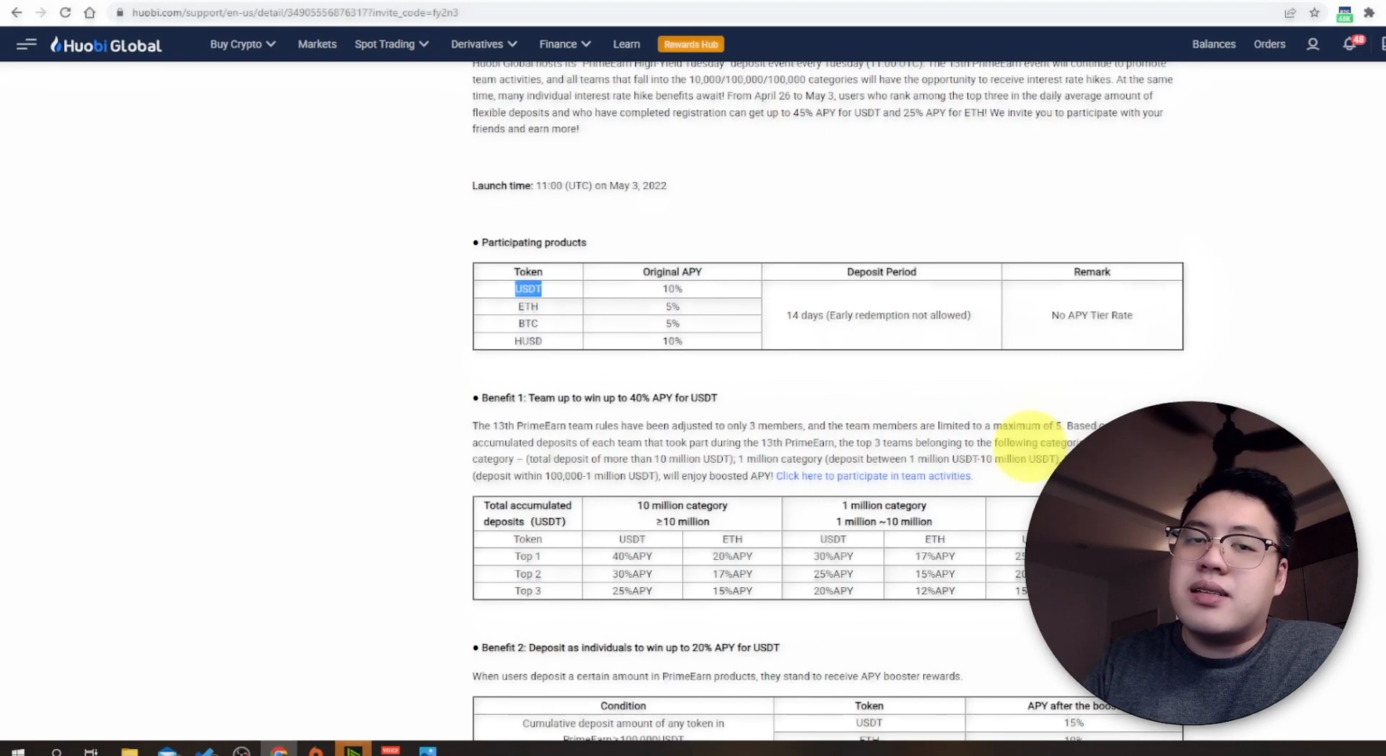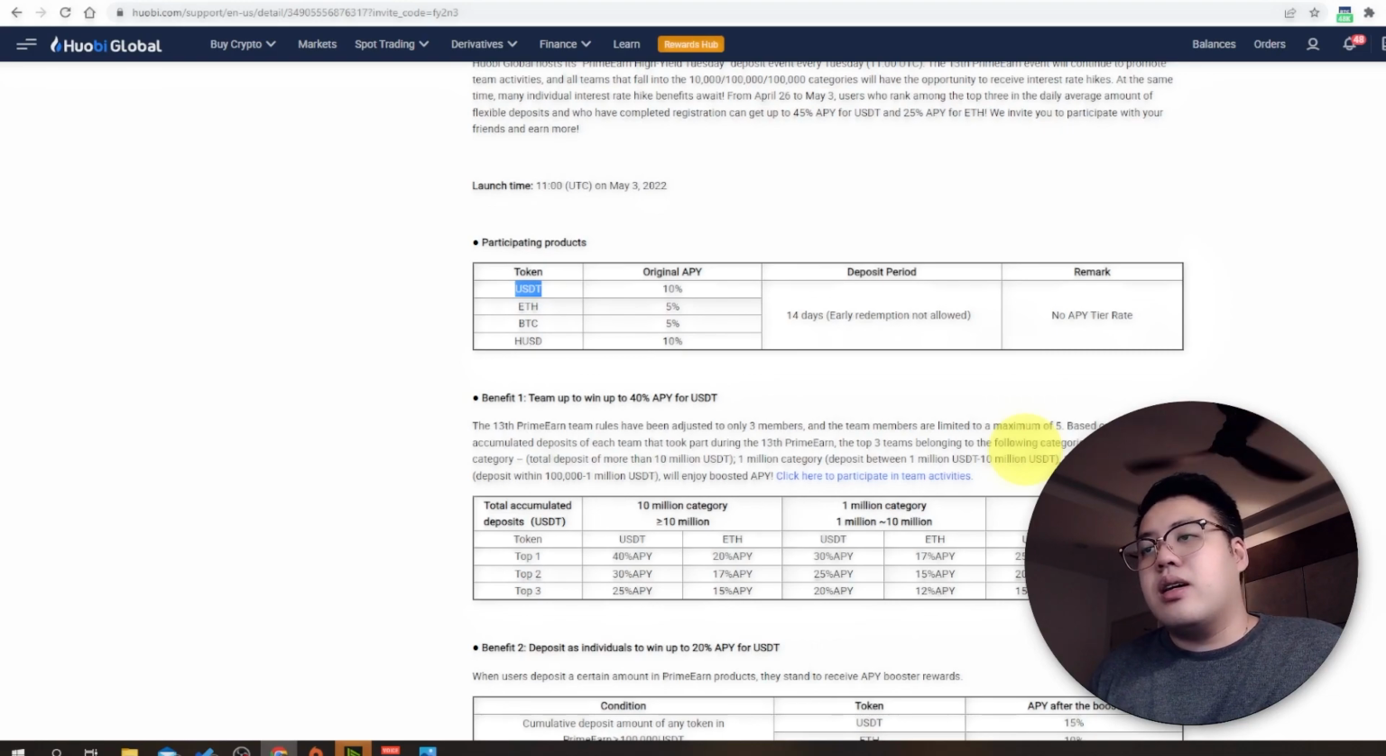So if you have 5 members, then yeah, you can get all this. You can play with your friends. You guys can make a deposit together and stick it on this Prime Earn and get up to 40% APY, which is equivalent to 45% in the end.